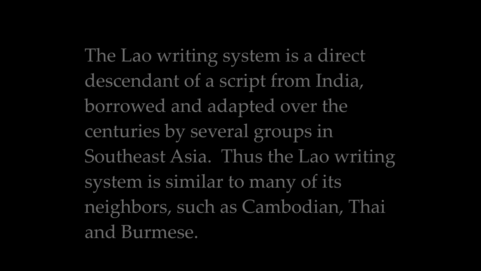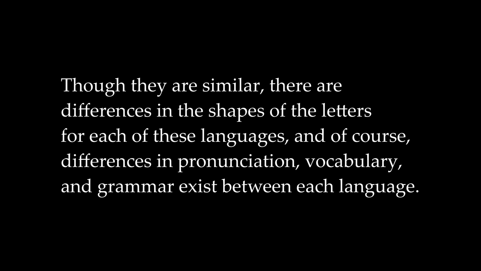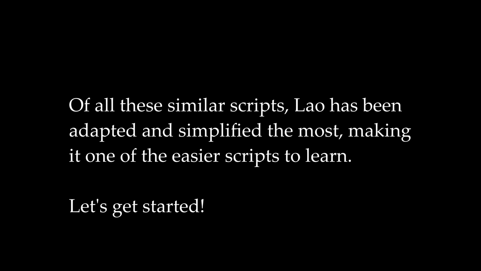The Lao writing system is a direct descendant of a script from India, borrowed and adapted over the centuries by several groups in Southeast Asia. Thus, the Lao writing system is similar in many ways to its neighbors, such as Cambodian, Thai, and Burmese. Though they are similar, there are differences in the shapes of the letters for each of these languages, and of course, differences in pronunciation, vocabulary, and grammar exist between each language. Of all these similar scripts, Lao has been adapted and simplified the most, making it one of the easier scripts to learn.